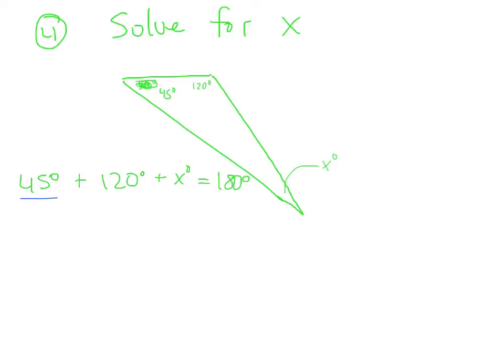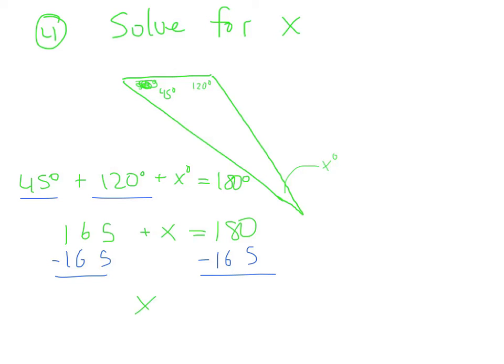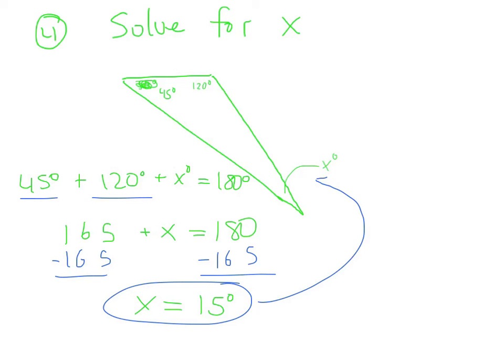So what's 45 and 120? Well, if you took 45 plus 120, you get 165, right? Plus x equals 180. And then lastly, to solve for x and get x by itself, just subtract 165 from both sides, and you would get x equals 15 degrees. So what does that mean about that angle? That means that angle right there is 15 degrees.